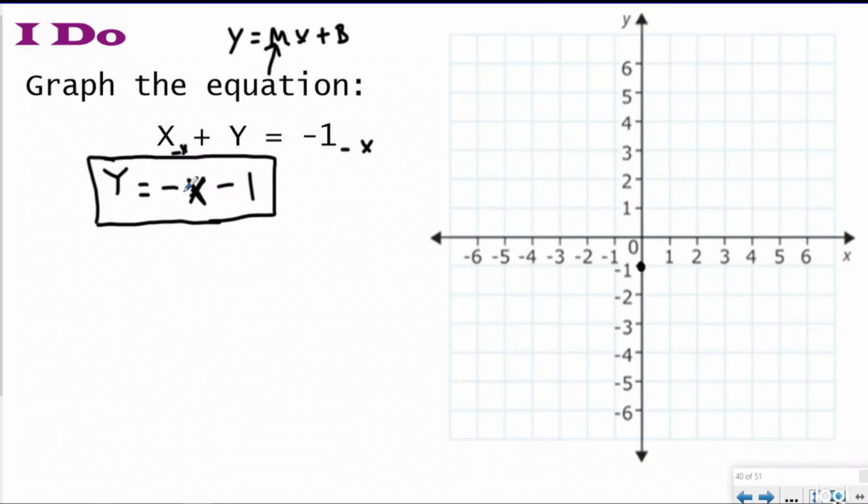Well, if I don't have anything in front of my x, I can assume that that is a 1, right? And so because it's negative, it's actually going to be a -1 slope, right? So, or 1 over 1. So I know I'm going negative, I'm going down this way. So I can go down 1 over 1, down 1 over 1, down 1 over 1.